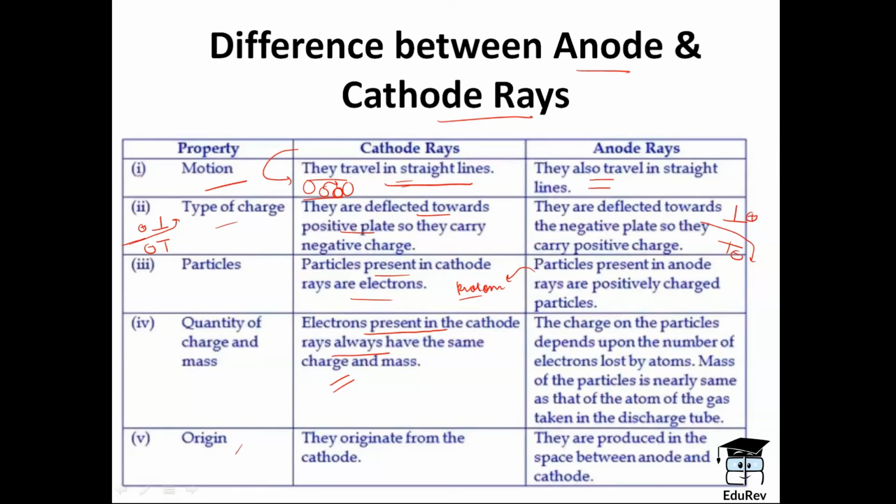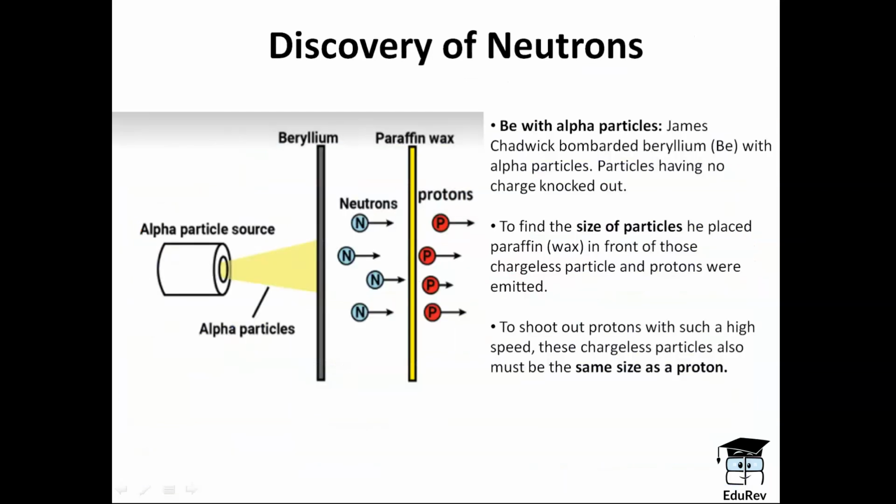Origin: cathode rays originated from the cathode, whereas anode rays were produced in the space between anode and cathode. So what was the experiment that led to the discovery of neutrons or neutral charged particles, the particles having zero charge? This was the setup of an experiment performed by James Chadwick, where alpha particles were used.